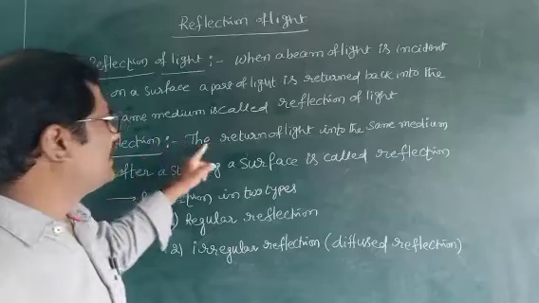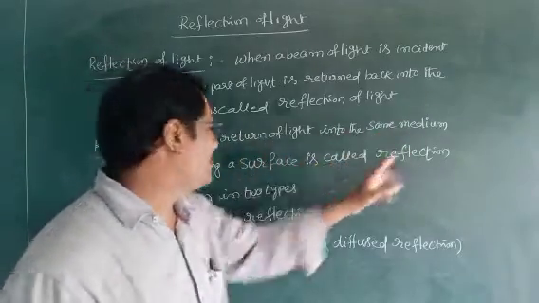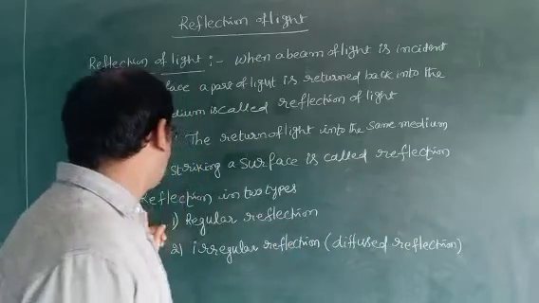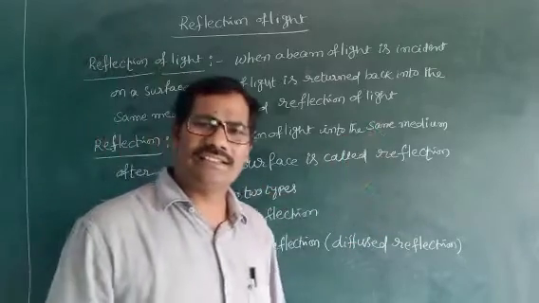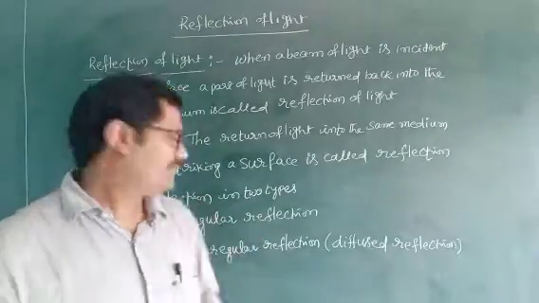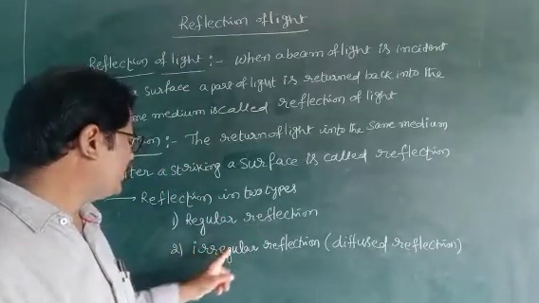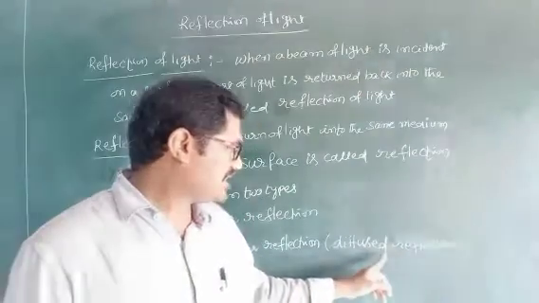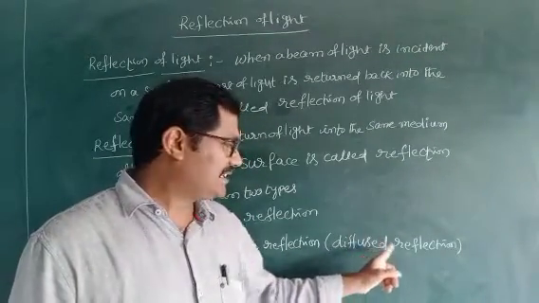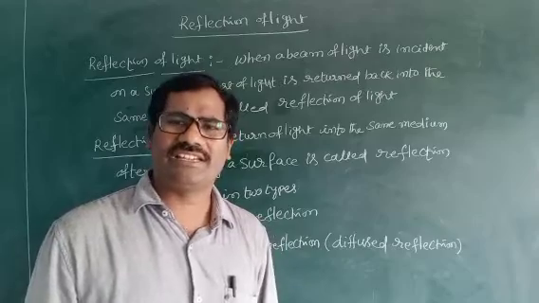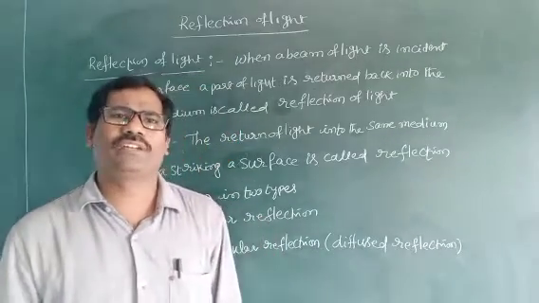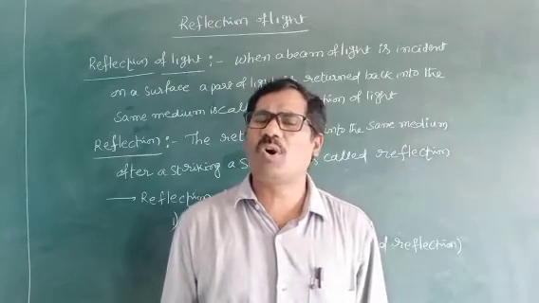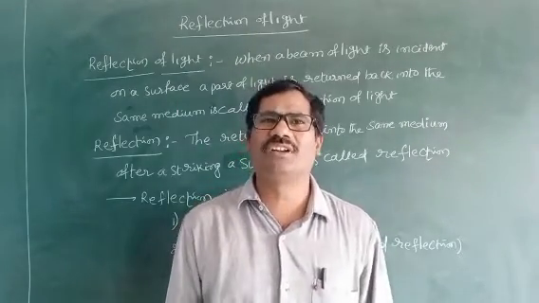Reflection is the return of light into the same medium after striking a surface. Generally, reflection is of two types: regular reflection and irregular reflection. Irregular reflection is also called diffused reflection.